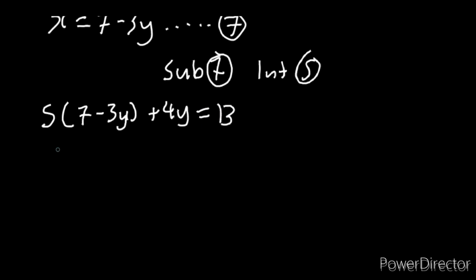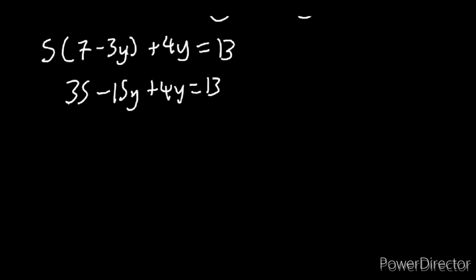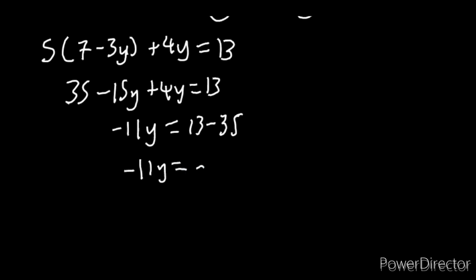From here, when you multiply these two, it's going to be 35. And when you multiply these two, we're going to end up having minus 15y, and then plus 4y equals 13. Then when we group like terms, this is going to be minus 11y, literally. Yep, minus 11. And when we take 35 to the other side of the equation, we're going to have 13 minus 35. So this is going to end up being minus 11y equals minus 22.